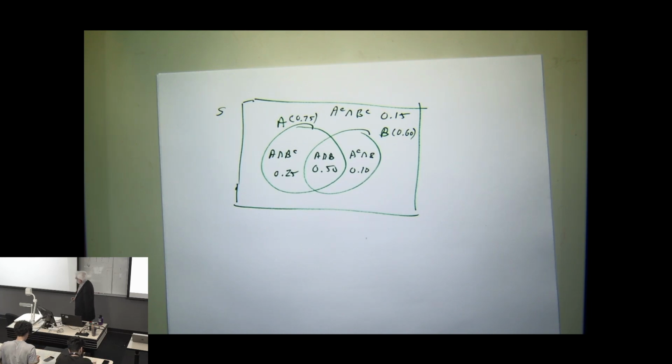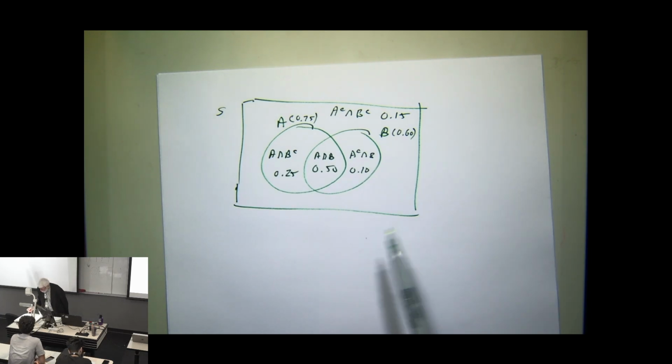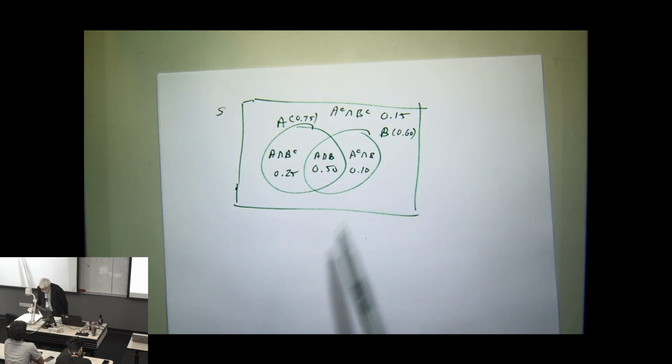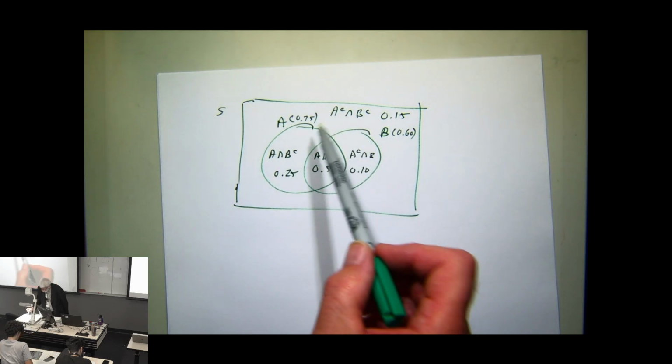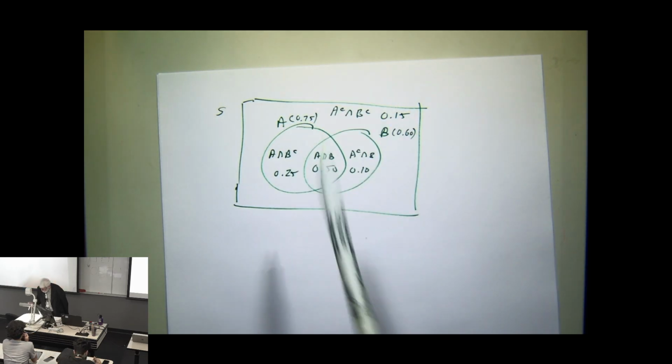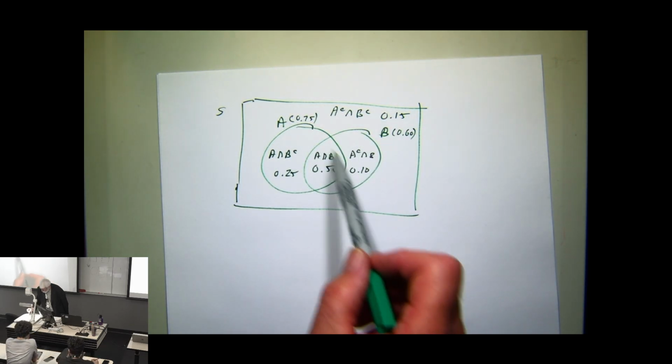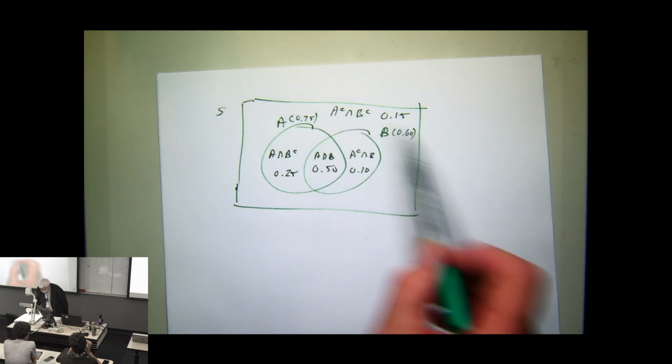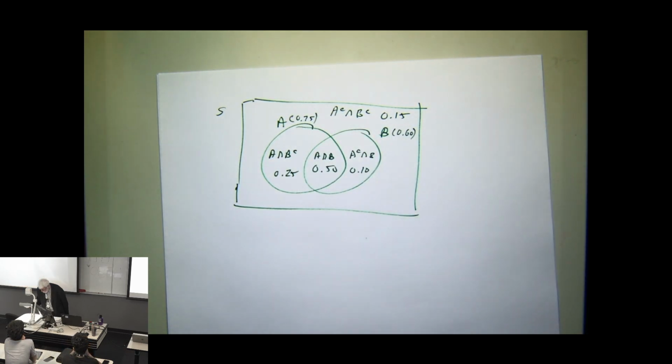And again, you see we can prove that, for example, the probability of A times the probability of B gives us the probability of the intersection if and only if A and B are independent. 0.75 times 0.6 is 0.45. It's not 0.5. They're not independent.